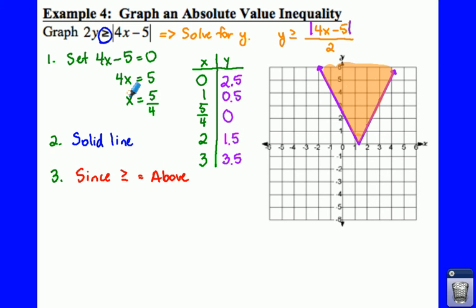So hopefully these 3 examples help you get started on your assignment. You should be able to get through it. Don't worry so much about the word problems. We'll take care of that in class.